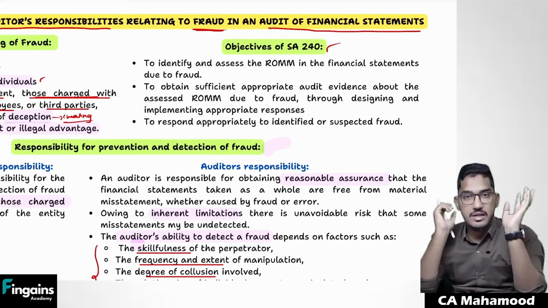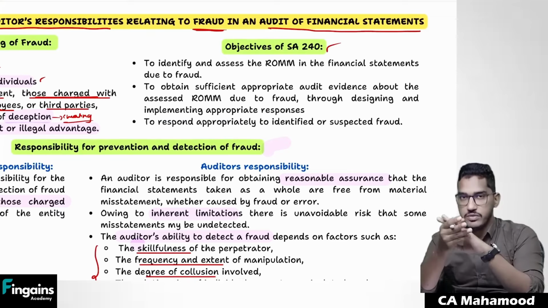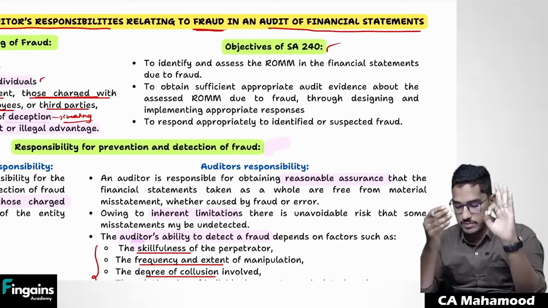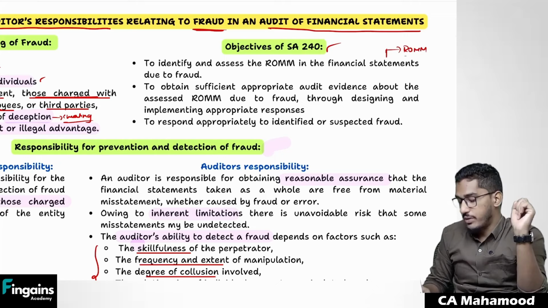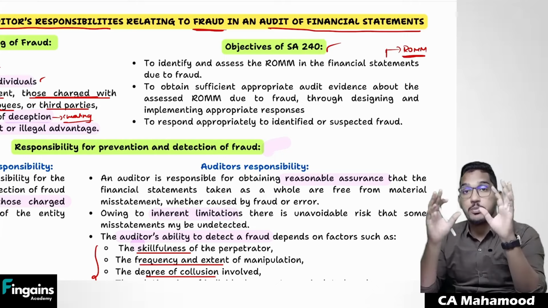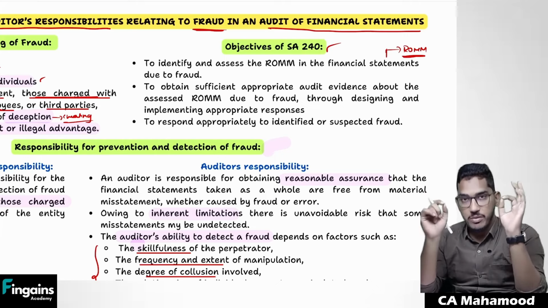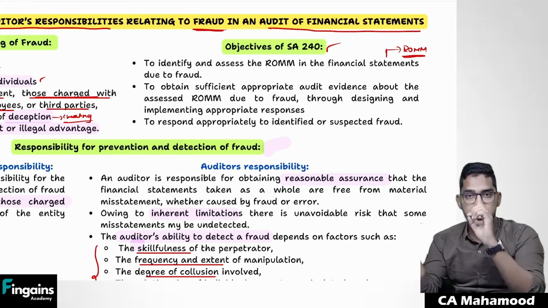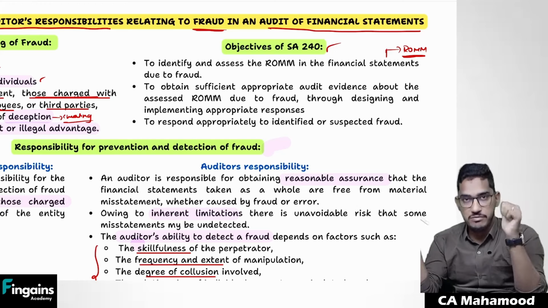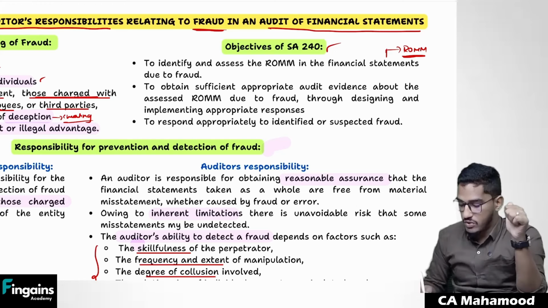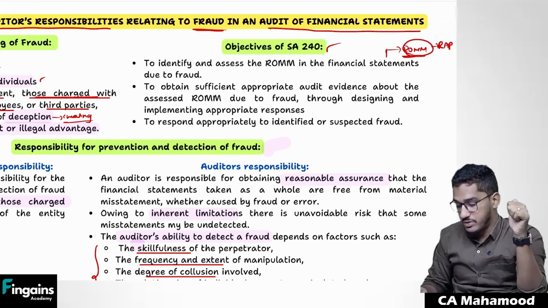Now, sir, what is the objective of the auditor? Very simple. This standard, SA 240, puts three objectives on the auditor. As an auditor, you are supposed to do three things. First of all, you should find out whether there is any risk of material misstatement due to fraud. Risk means you have to find out the probability first. By performing risk assessment procedures, you need to find out: is there any chance of misstatement resulting from fraud?